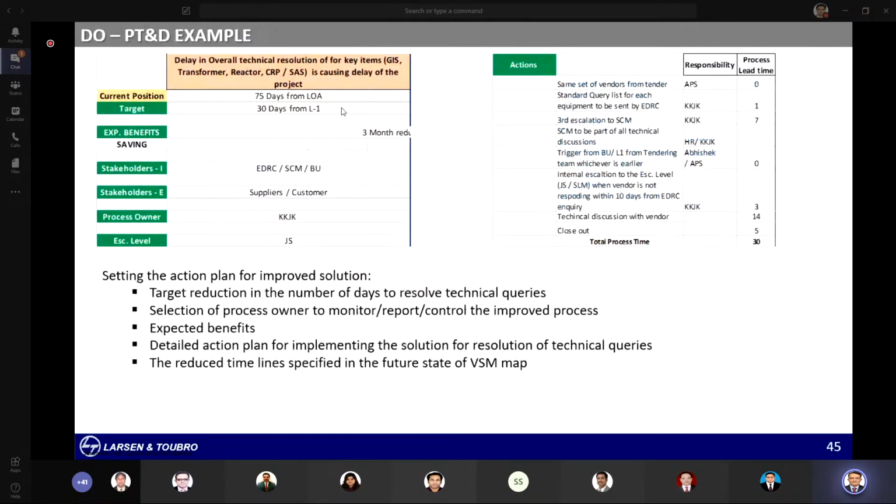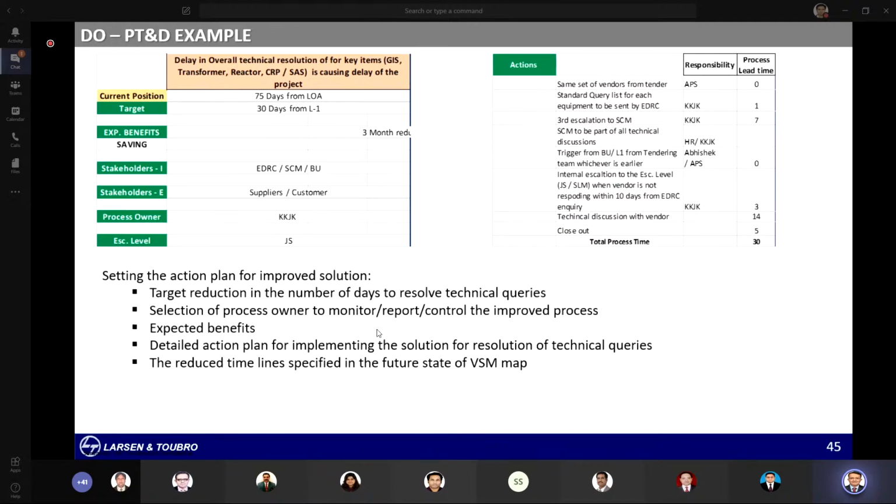So again, the end of the do phase. This is a PT&D example which we had taken earlier, and this is a continuation of that. So this is the do stage. When we presented the plan stage, we talked about delay in overall technical resolution for key items, which was taken as the main issue. Then the team came up with a target. The current position is 75 days from LOA, and the target was 30 days from L1.